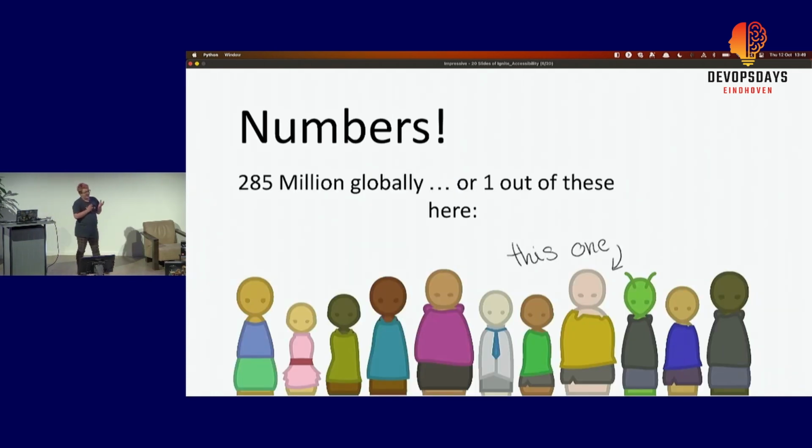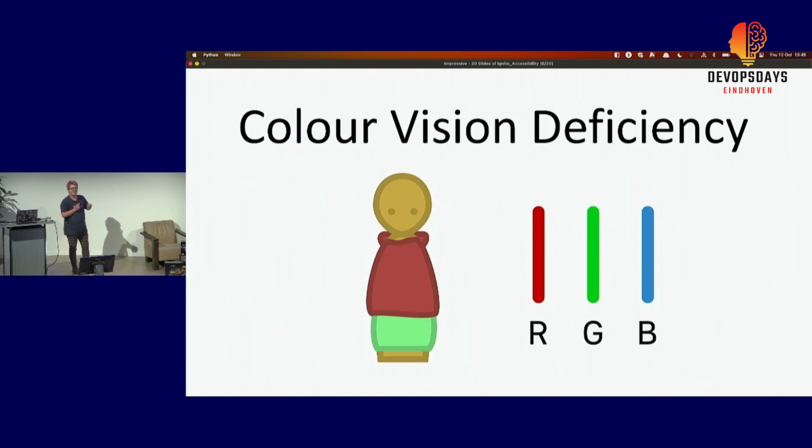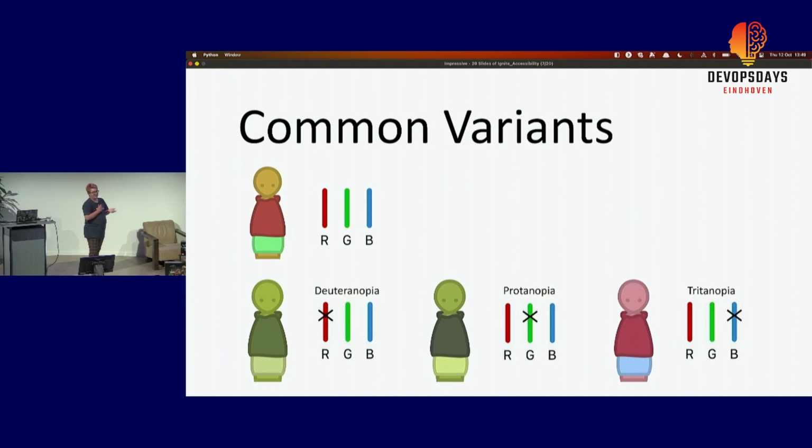Generally, there are more people that are visually impaired than you might think. That is 285 million people globally, or just 1 out of 10 people. If you look around the room, there are probably quite a few people with glasses or color vision deficiency. So how we see color is basically we have 3 cones in our eyes that take in red, green, and blue. Because our bodies are not all perfect, some of those can malfunction, and this leads to the 3 most common variants of color vision deficiency.